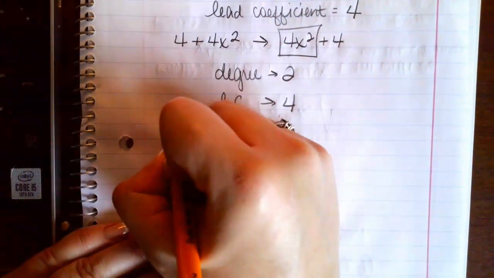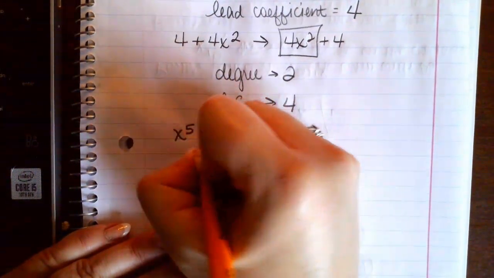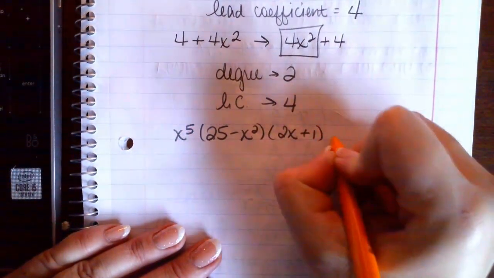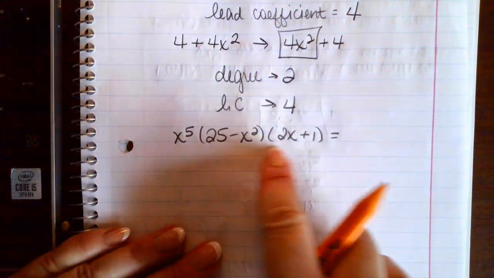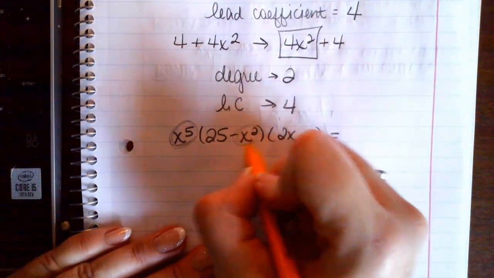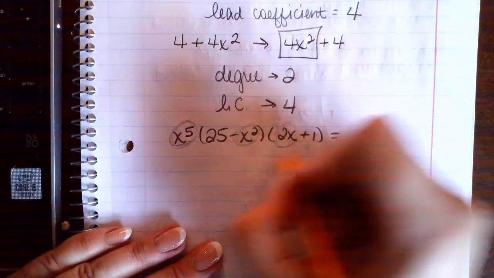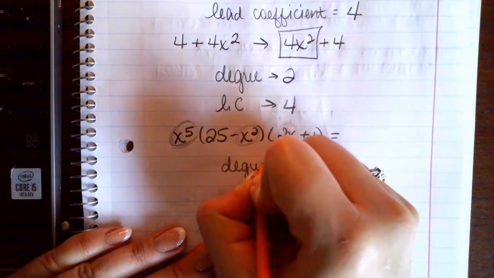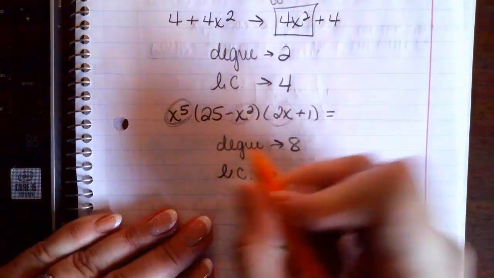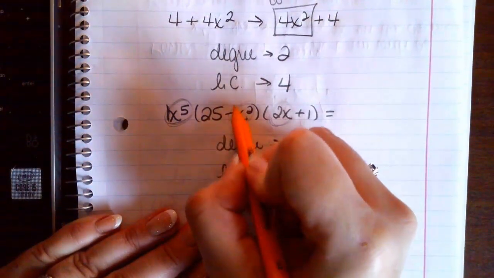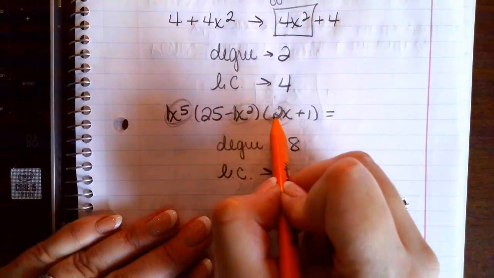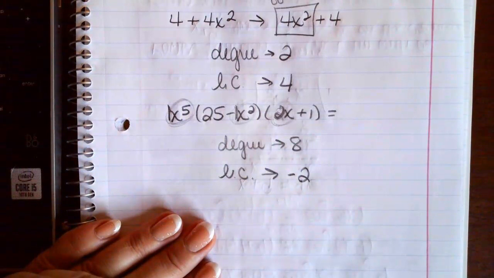Okay, I've got x to the 5th, 25 minus x squared, and 2x plus 1. So this is a multiplication problem, so I've got to count. I've got 5 x's here, I've got 2 x's here, so that's 7. And I've got 1 x there, so that's 8. So my degree, if I multiplied this whole thing out, would be 8. And my lead coefficient, this is a 1, this is a -1, and this is a 2. So 1 times -1 is -1, times 2 is -2. Okay?